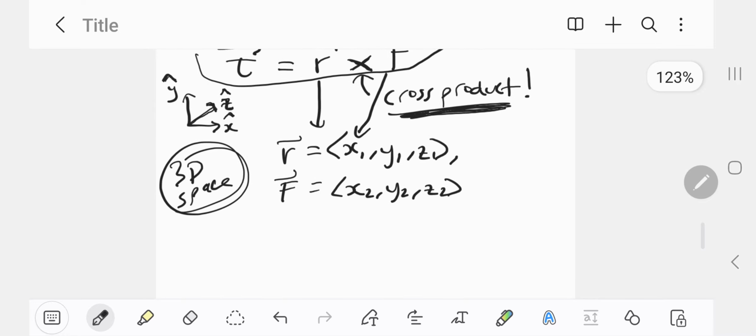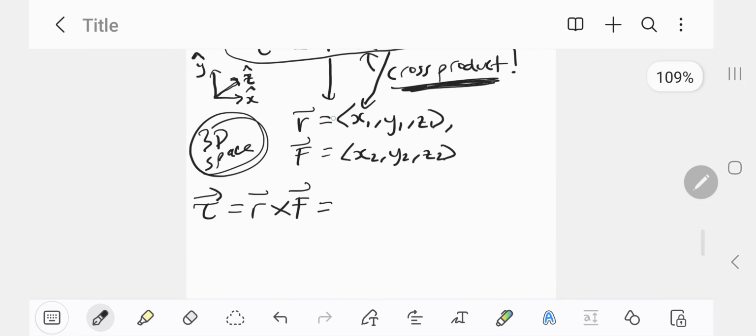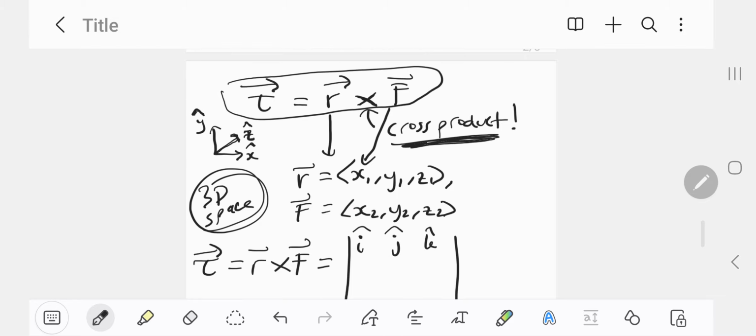So to calculate this cross product, here's what you do. I'll rewrite this. Torque is R crossed with F. Now, because each of these two vectors has three components, here's how we write it. You write these massive vertical lines. It looks a bit like an absolute value, but it really isn't. You've got I, J, and K. I'll put hats, X, Y, and Z hat here.